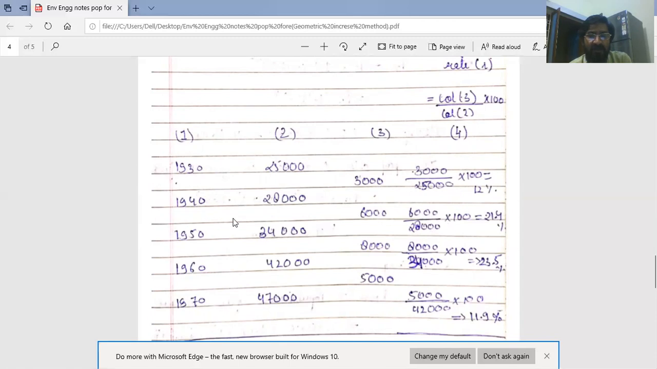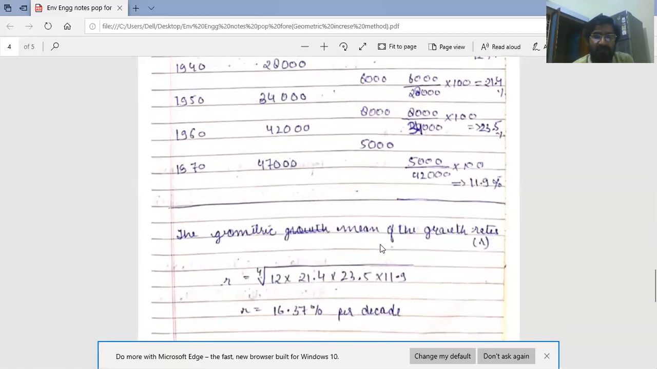And similarly, in the third decade, increase is 8,000. 8,000 upon 34,000 into 100 is equal to 23.5%. And in decade 1960 to 1970, the fourth increase is 5,000 over the population of 42,000. 5,000 upon 42,000, growth rate is equal to 11.9%. This is the growth rate in each individual decade.